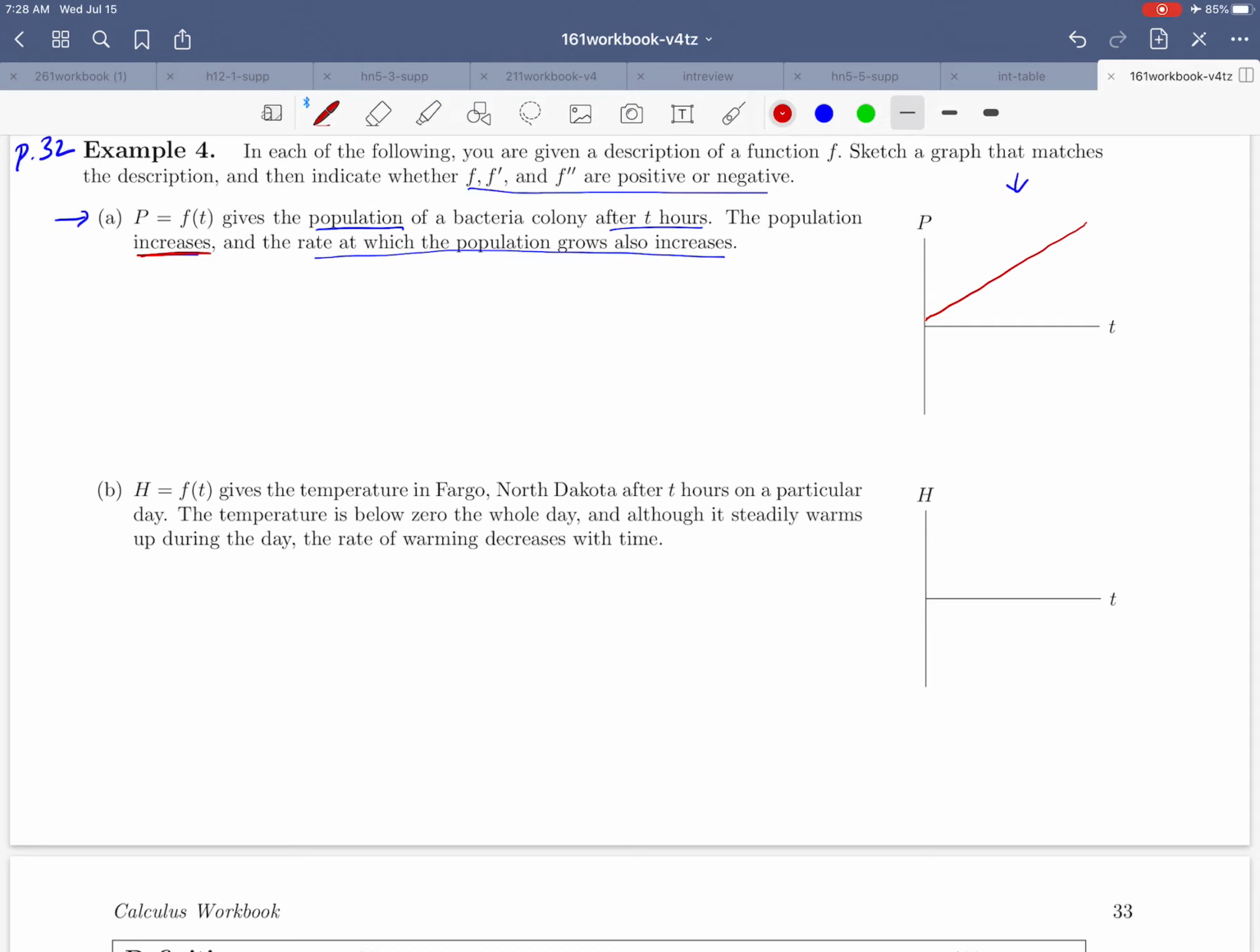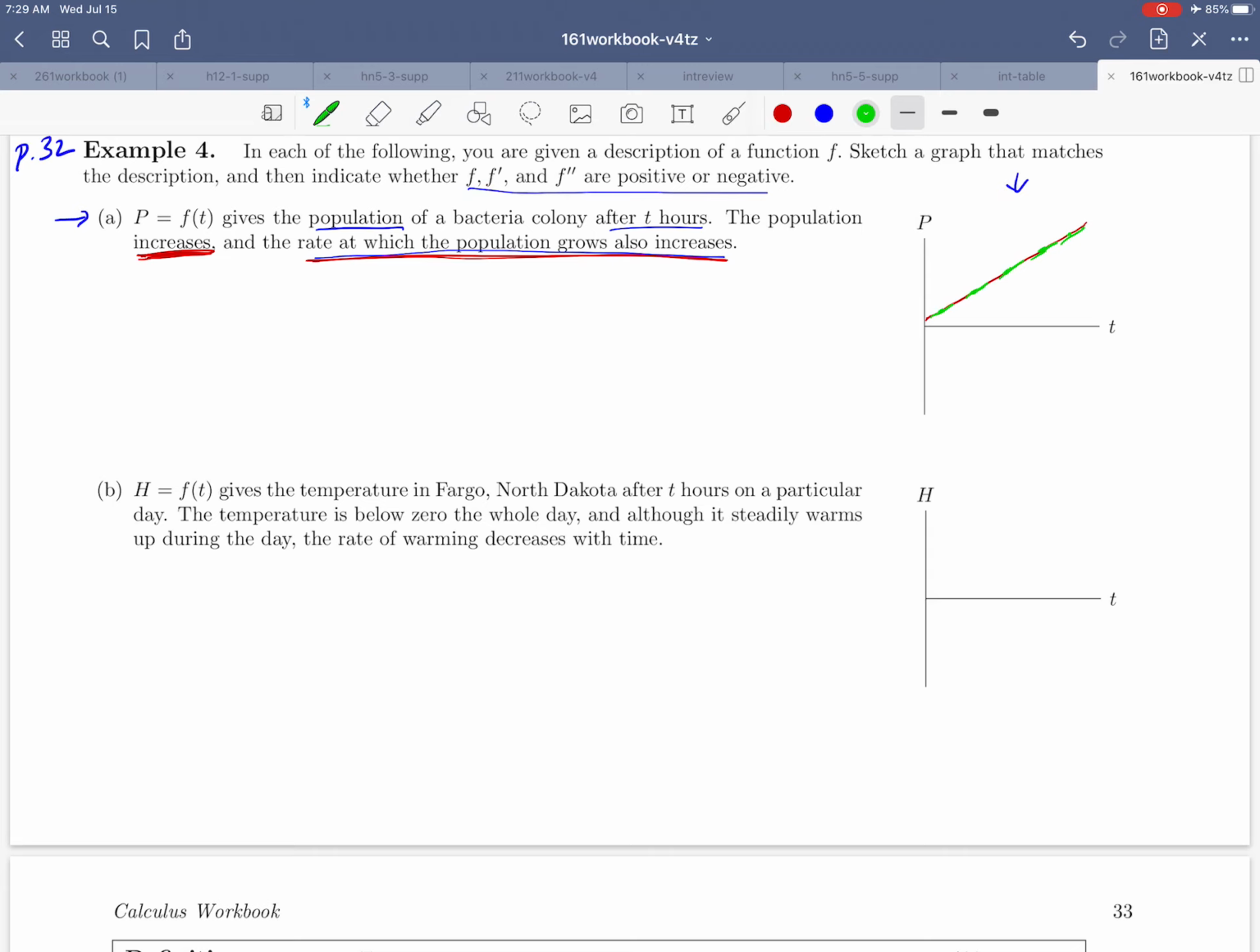Okay, well, I think it works for the increases part, but what about the second part? We also want the rate of growth of the population to increase. The way that I drew the graph, is the rate of growth increasing? It really isn't, because notice that if we draw tangent lines, the slopes don't change. And so the way I drew my graph, the rate of growth stays constant. It doesn't get bigger. So how would we fix that?